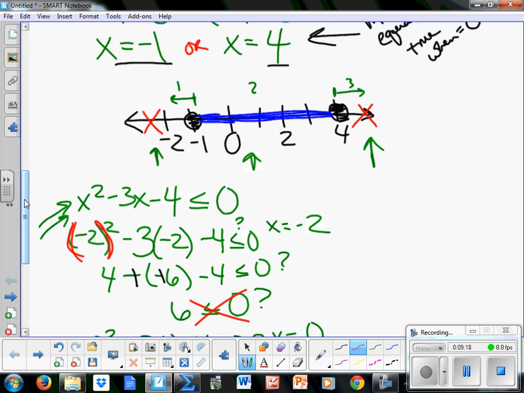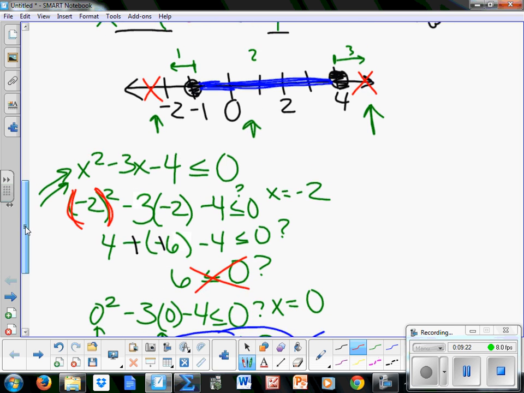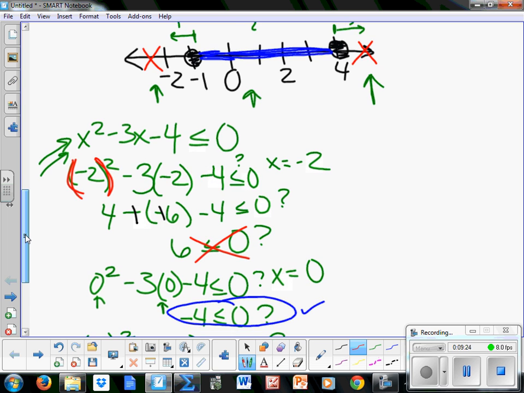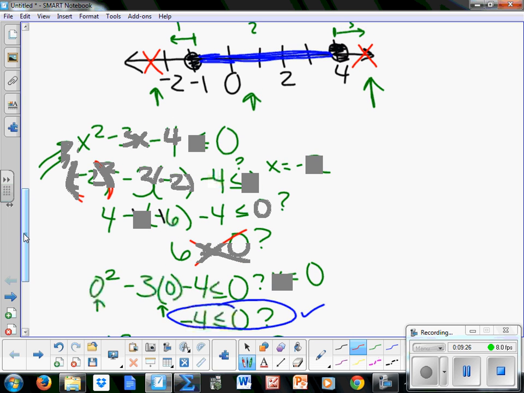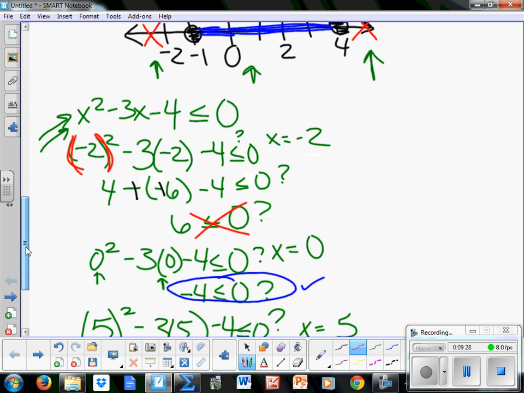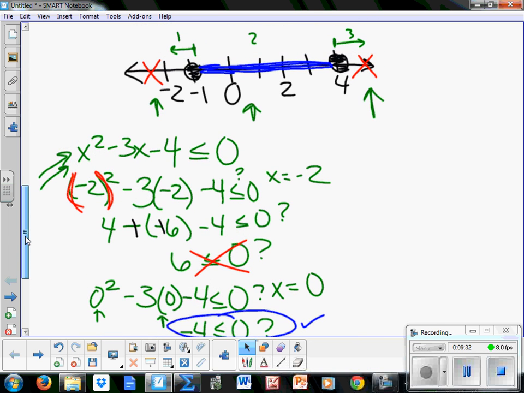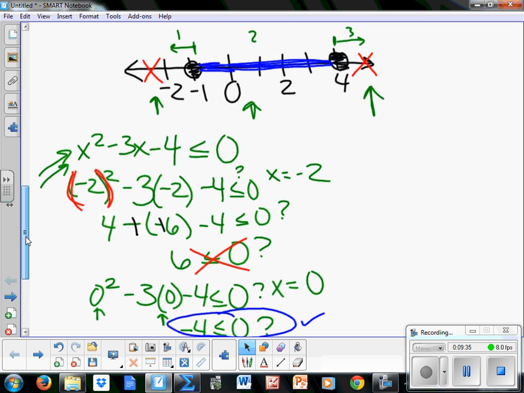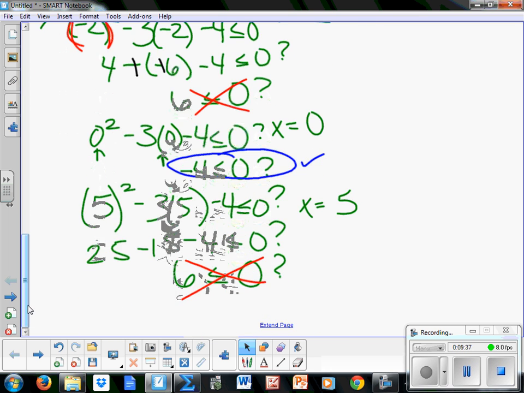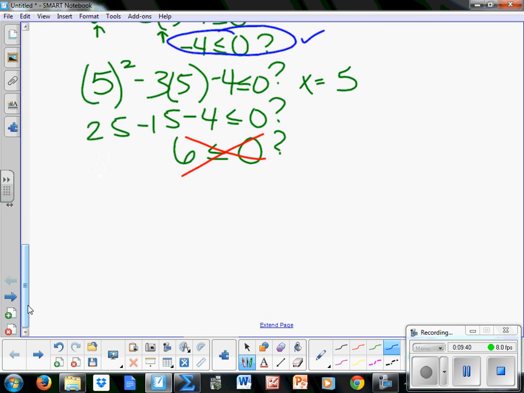So that blue shaded region is your answer. That is the answer to your graph. That's what you want to show on your graph. Now, if that's true, then we need to go and write our solution, using our x's to show what that is.